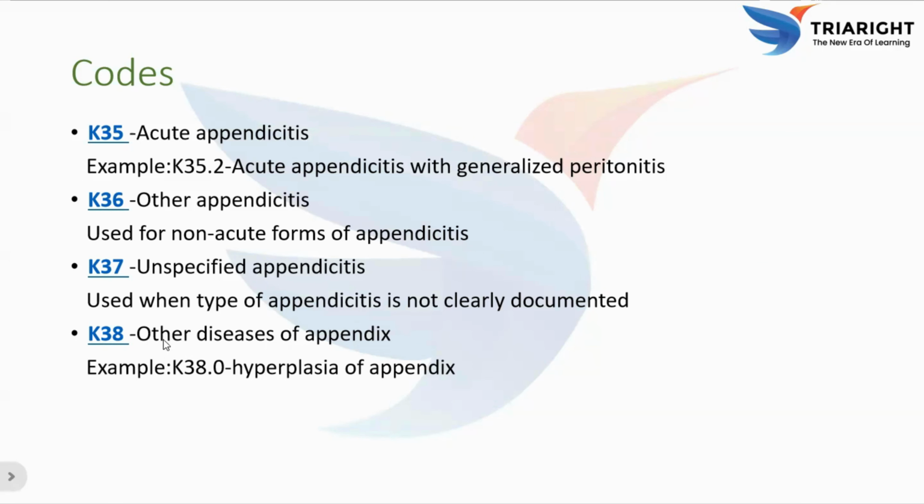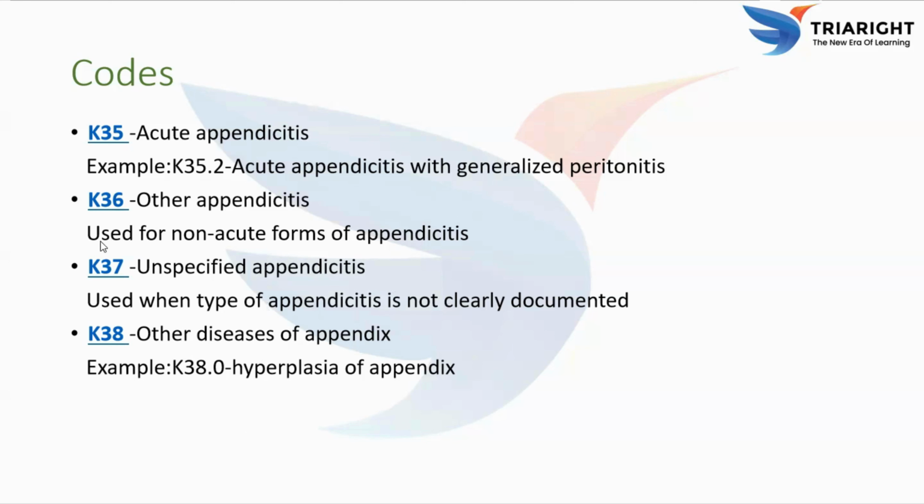So K38, other diseases of appendix. This category includes appendiceal disorders other than appendicitis. Usually appendicitis is the most common condition related to the appendix, but there are other disorders of the appendix. Such diseases, like structural or functional problems, are coded here. For example, hyperplasia of appendix, K38.0. Whenever a patient is diagnosed with hyperplasia of appendix, give this K38.0 code.